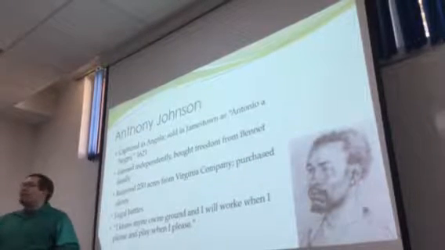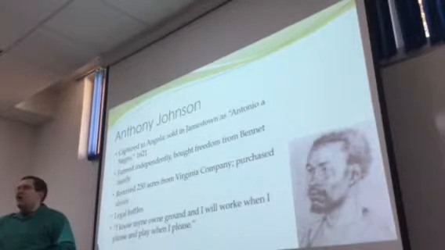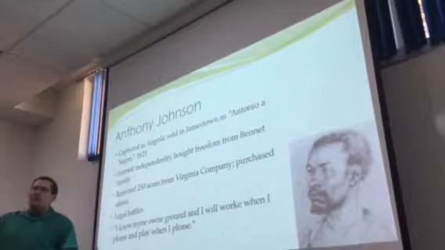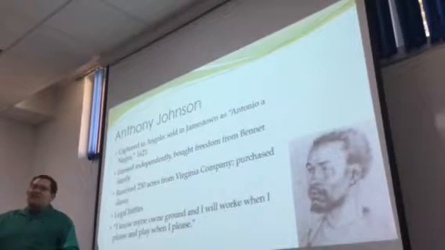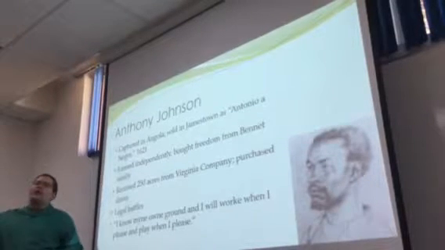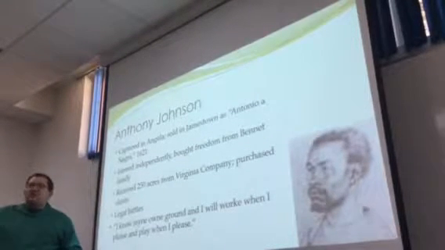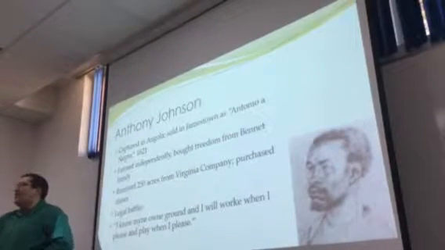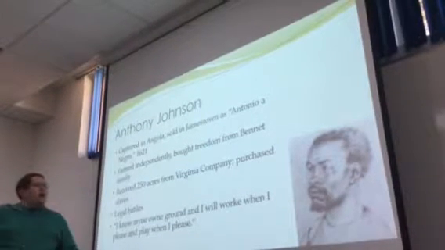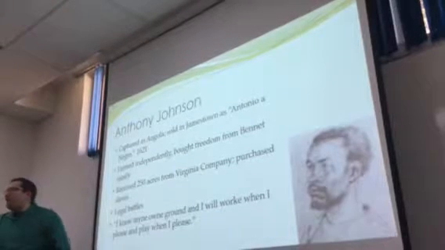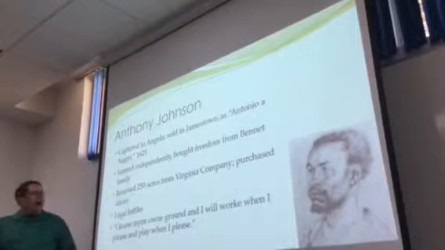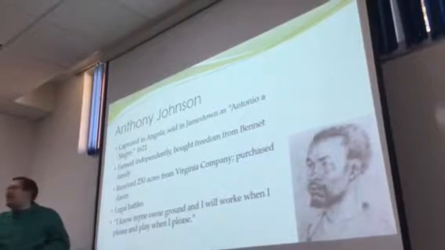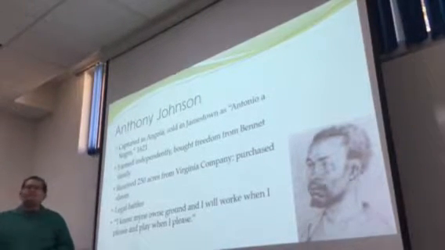Now, his white neighbors are not happy about this. His white neighbors resent him. They'll go and kidnap his slaves or beat them, take his land and build buildings on it. And Johnson is very litigious. He goes to the court and sues these guys over and over again, and he wins. He has rights. He's a landowner. And in one of the court cases, he writes in his statement, "I know mine own ground, and I will work when I please and play when I please."